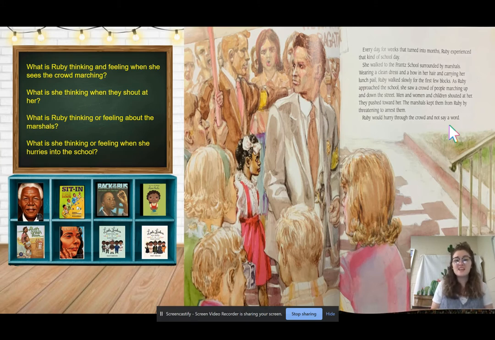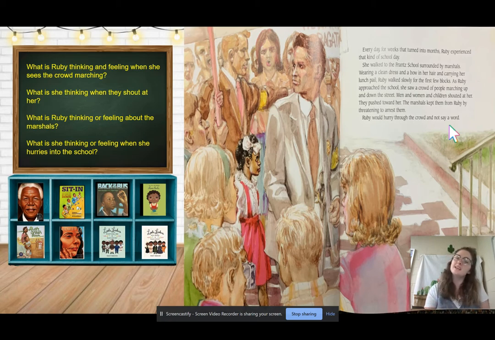She probably feels safe. But she's also thinking, if I were Ruby, because it says the state and the city police wouldn't help her, so the president had to send marshals to keep her safe. Maybe she was thinking, what if the marshals don't come back? What if they stop helping me? What if they stop protecting me? But she was probably feeling safe when they were with her.